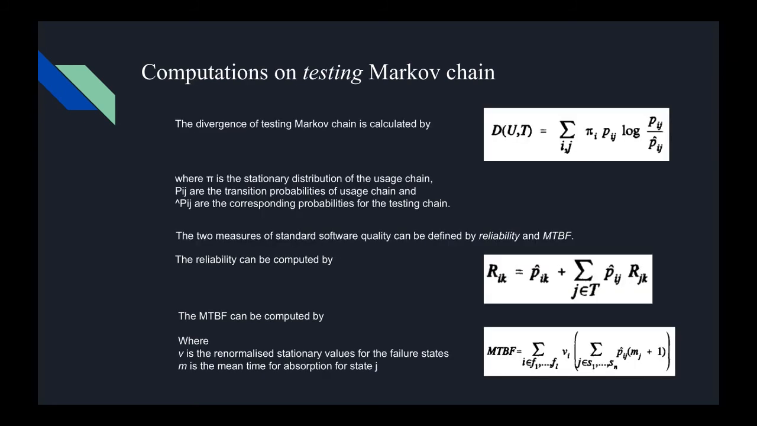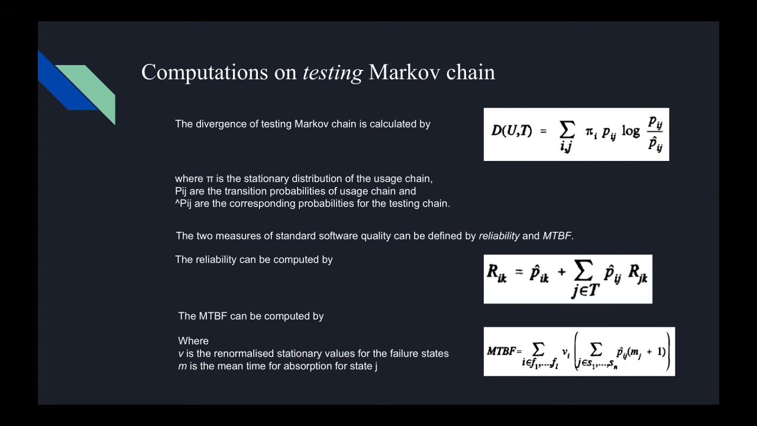The computations on testing Markov chain. The divergence of testing Markov chain is calculated by the formula D, as given here, where pi is the stationary distribution of the usage chain, Pij is the transitional probability of the usage chain, and P cap has the corresponding transitional probabilities of the testing chain.